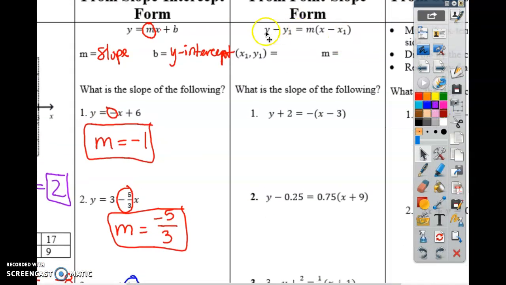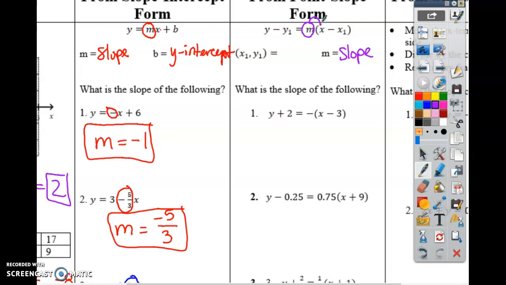Where is the slope here? Where's the slope? M. M is slope, right? M is my slope. And then you distribute it with the x, so that's going to be the slope, the one with the x.